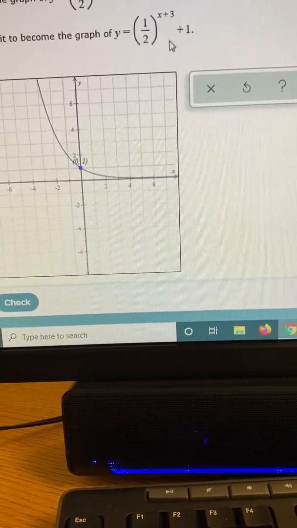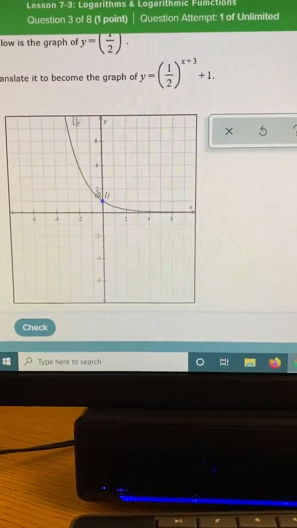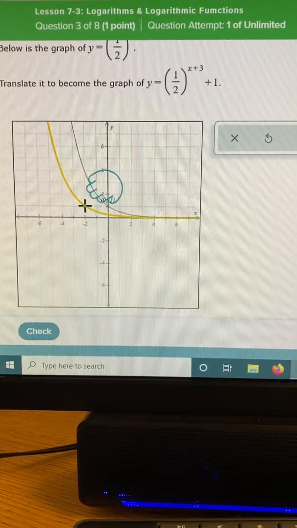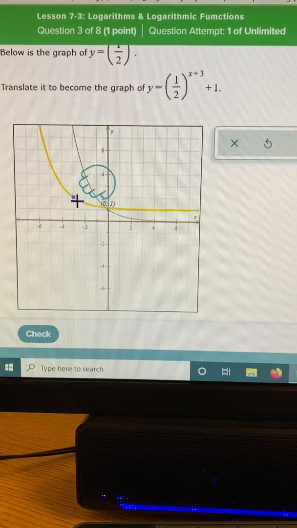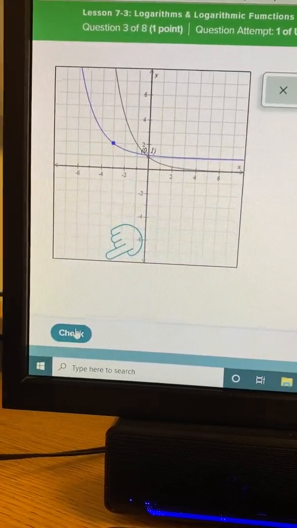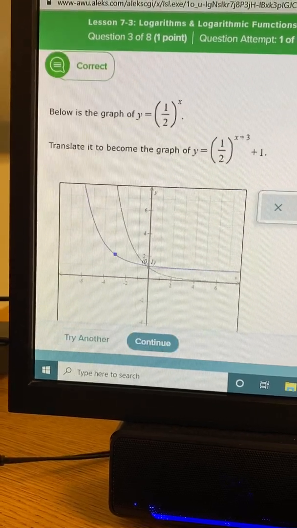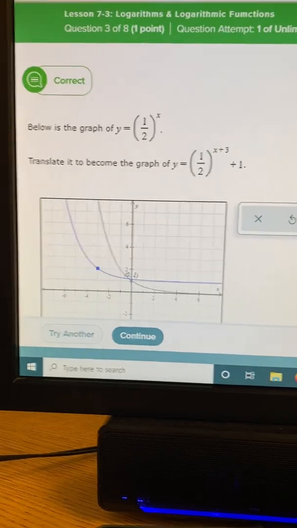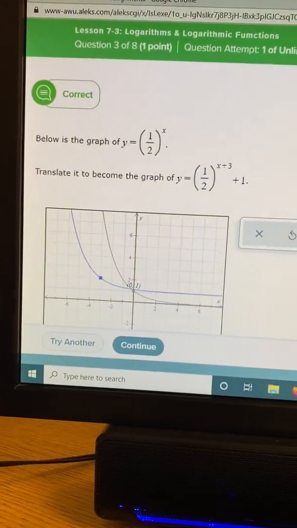And then our vertical movement is +1. So we're gonna go -3, 1, 2, 3, horizontally, and then we're gonna go up vertically for our 1. And that should be our line. And we got it correct. All right, so that is the first 3 on this 7-3 assignment.